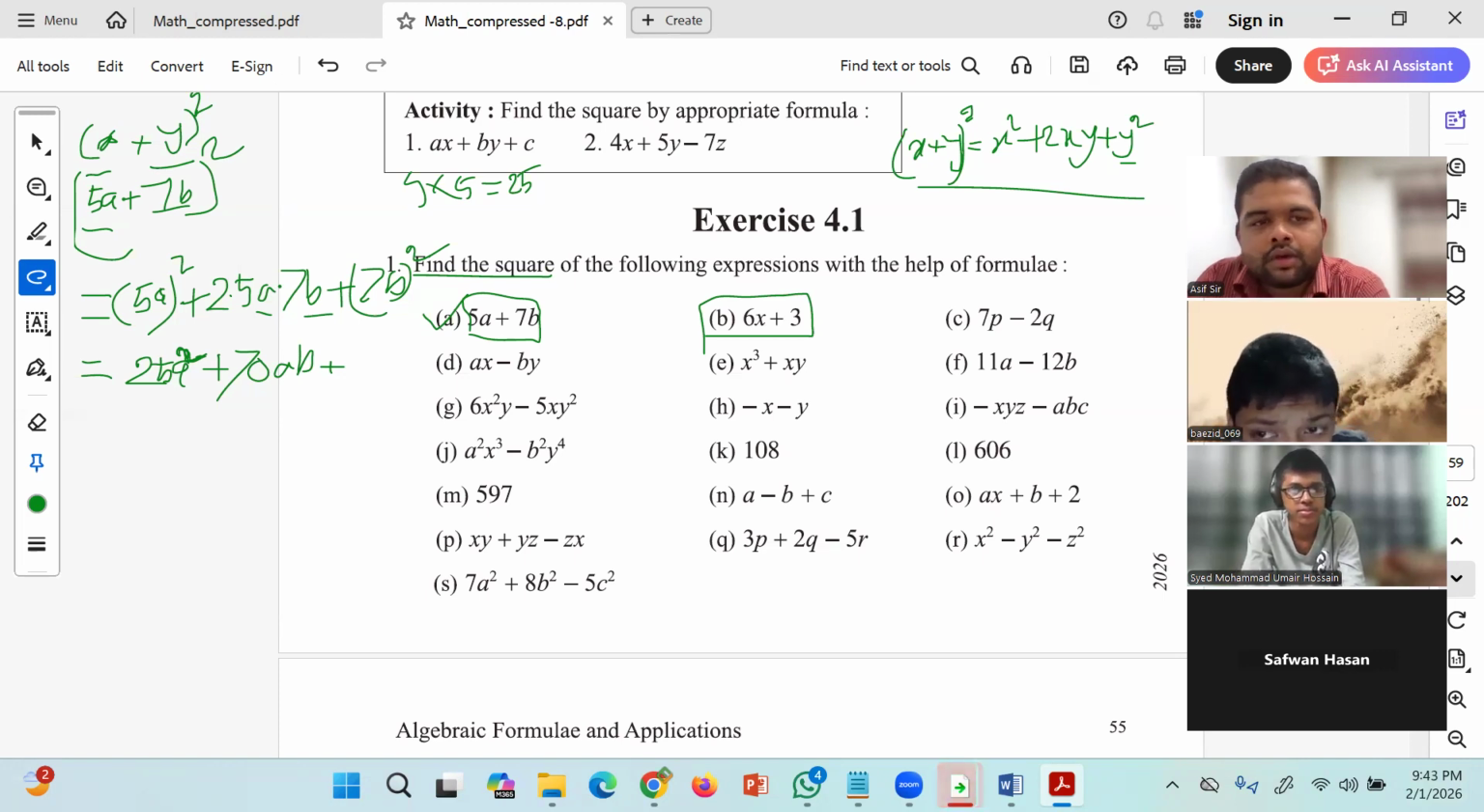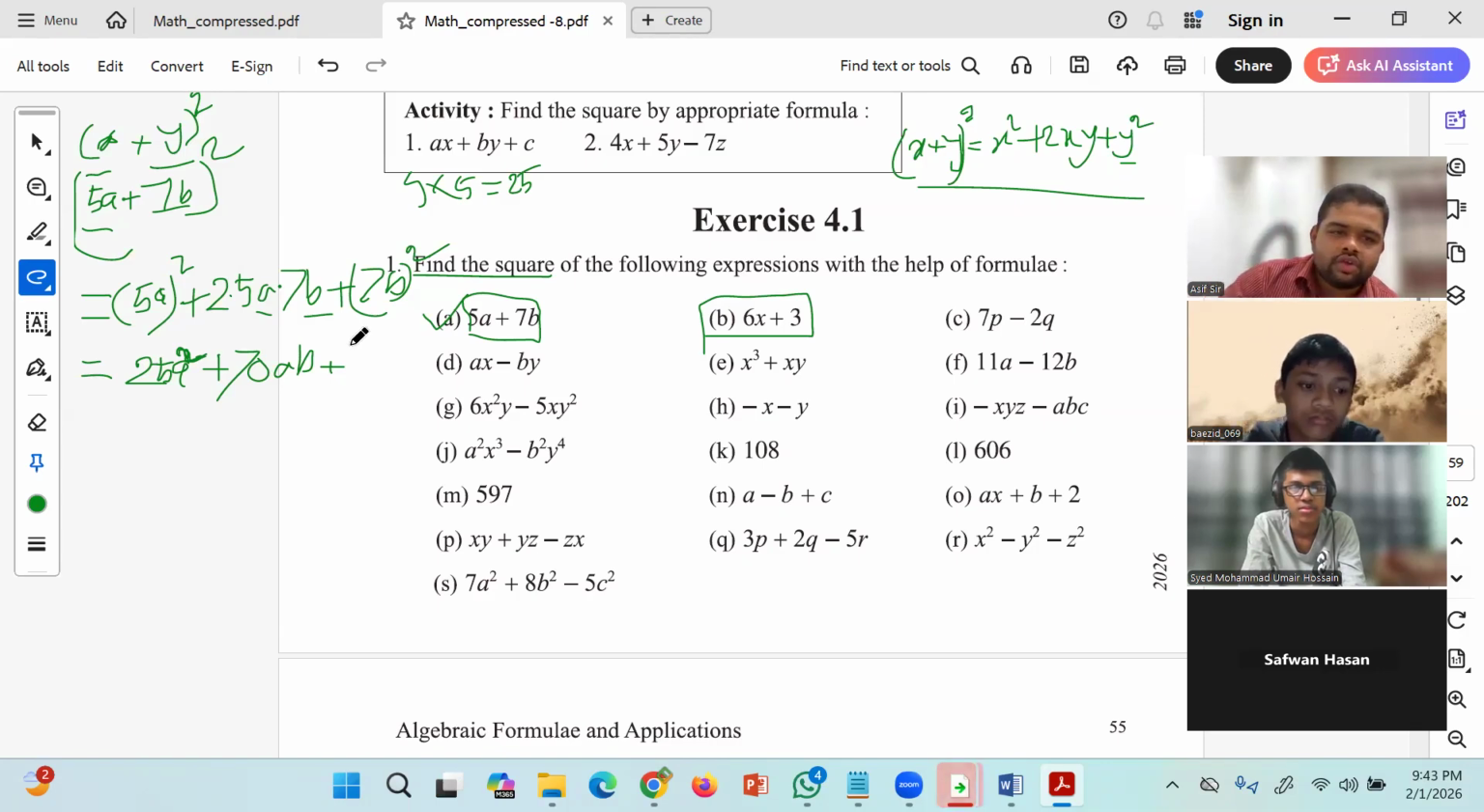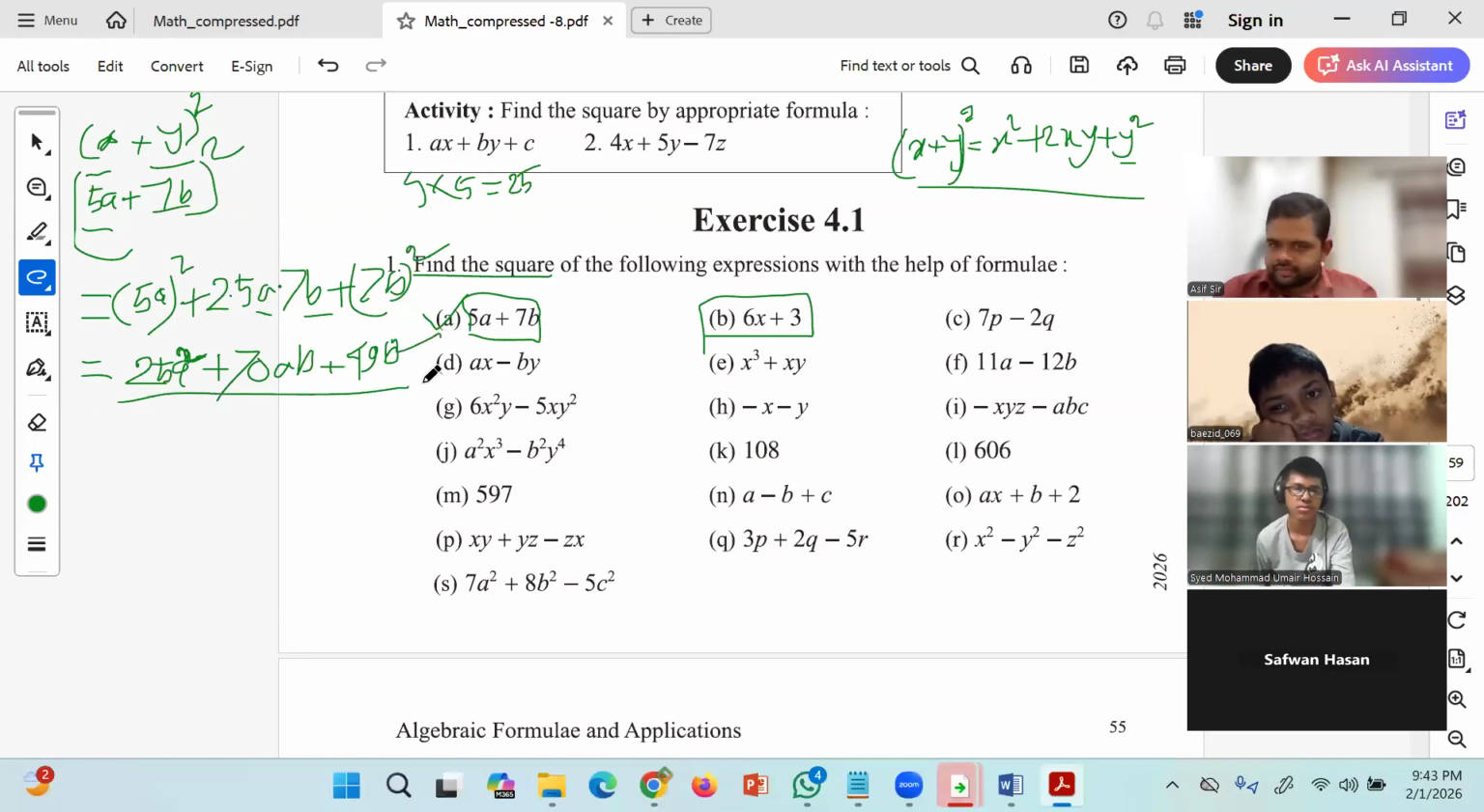Sir, what is the value of 7b whole square? 49b square. 49b square. Thank you very much. Your answer is correct. So this is how we can do the simple square operation. 49b square is the answer for the first problem.